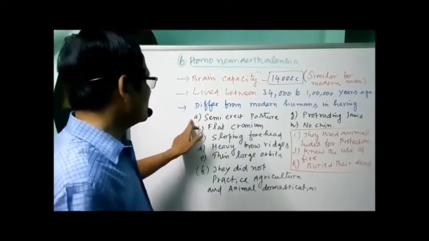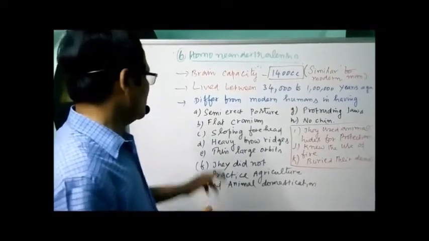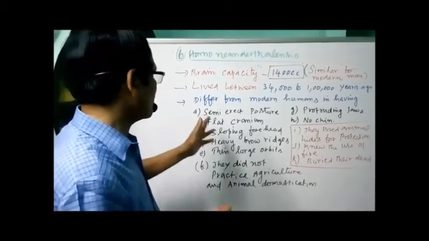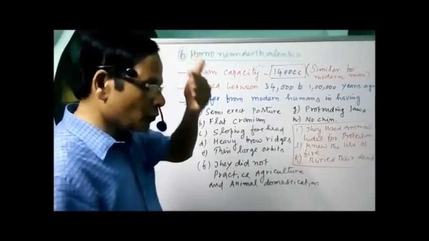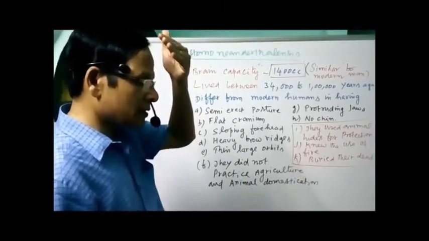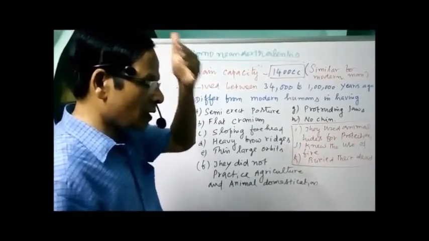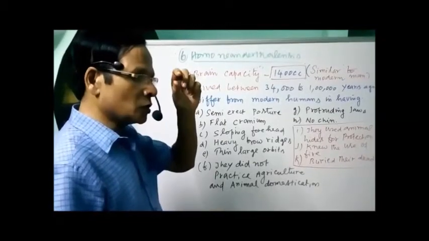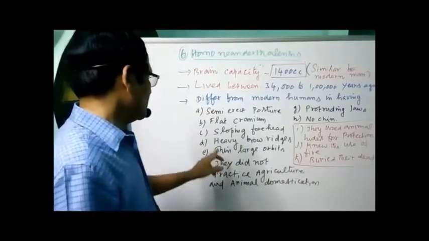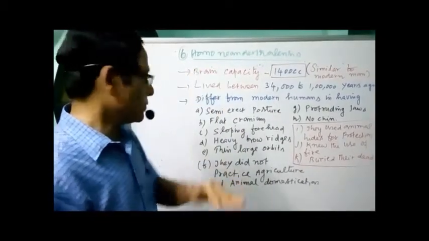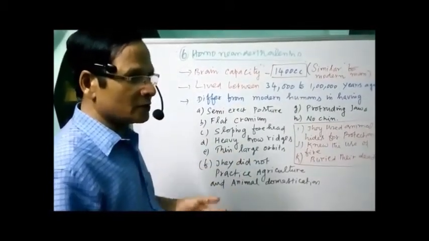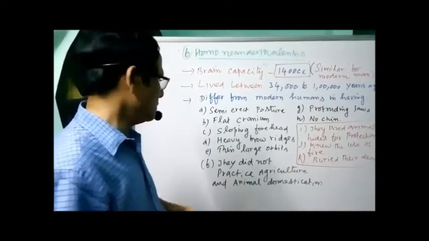Number 1, semi-erect posture. Number 2, flat cranium. We have a curved cranium, they had a flat cranium. Sloping forehead. That means the forehead did not rise up normally. Heavy brow ridges, the ridges are dark and raised, that is where we have the eyebrows. Thin, large orbits. Orbits are large but thin in nature, made up of very thin bones.